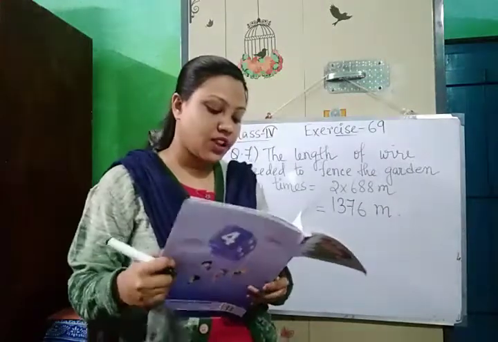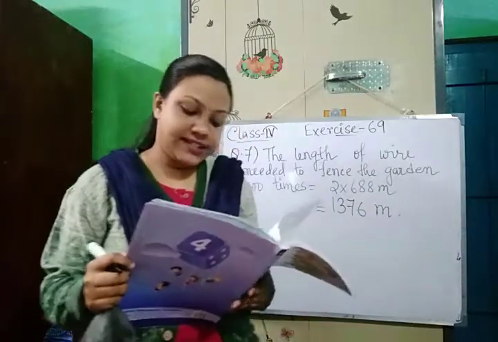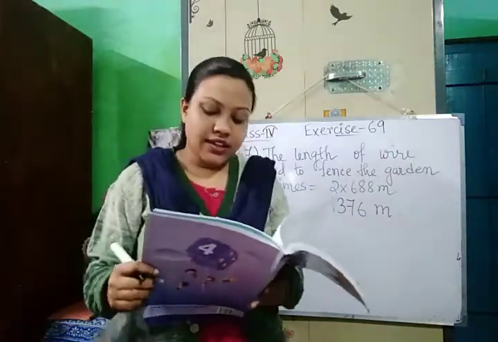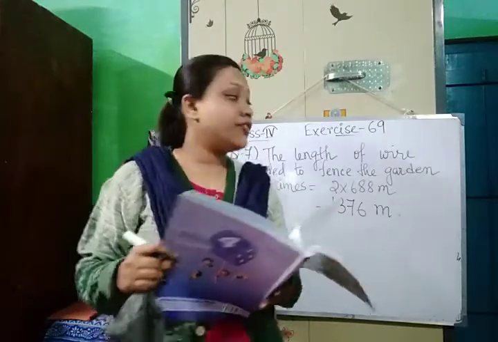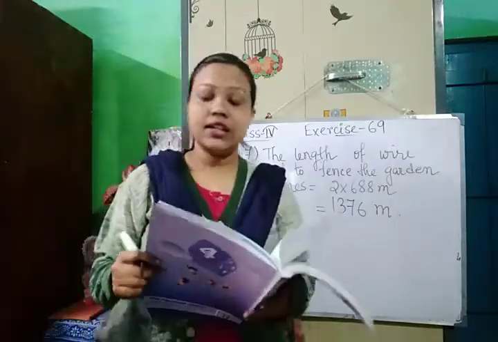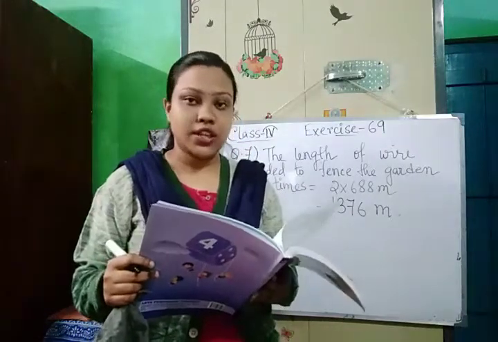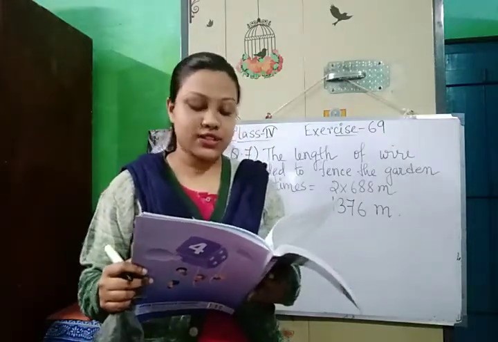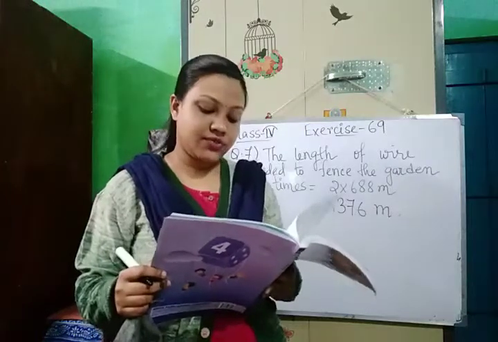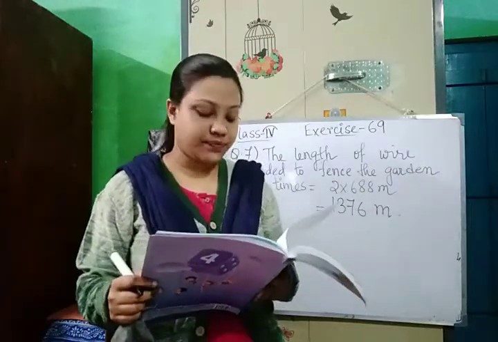Okay. Next, question number 8 is the same, but here it is a rectangular playground. Here we have done a square garden. In the next question it's a rectangle shape. So I hope you can do this one by yourself. Now I am doing the last one, which is question number 9.